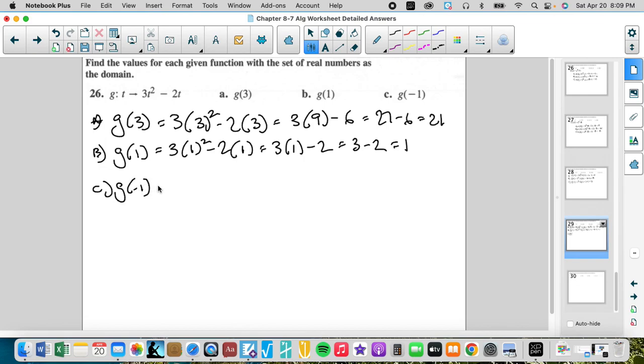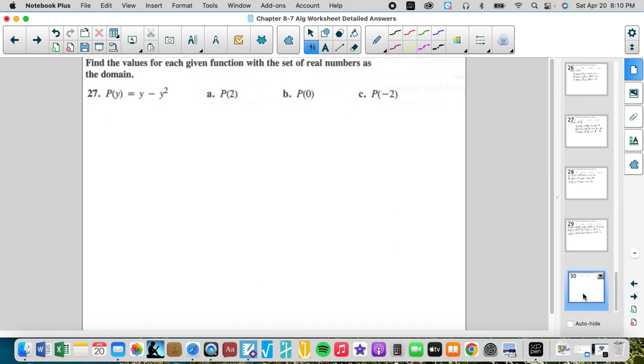G of negative 1. This will be fun. 3 times the quantity negative 1 squared minus 2 times negative 1, which is 3 times 1. Notice a negative base to an even power ends up positive. And then we have negative 2 times negative 1, which is positive 2, which is 3 plus 2, which is 5. Last one.